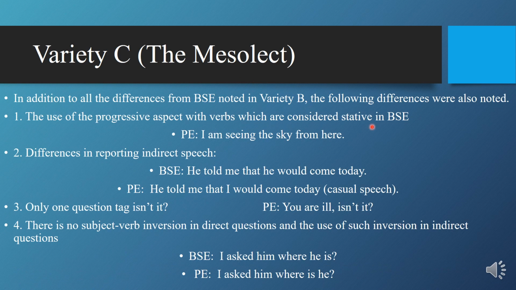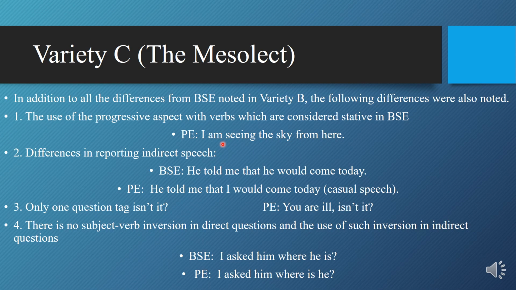Variety C, the mesolect. Mesolect is the medium that creates the relationship between the acrolect and the basilect. In addition to all the differences that we have discussed earlier in variety B, the following differences were also noted in this variety. First is the use of the progressive aspect with verbs which are considered stative in British English. For example, these words are stative verbs.